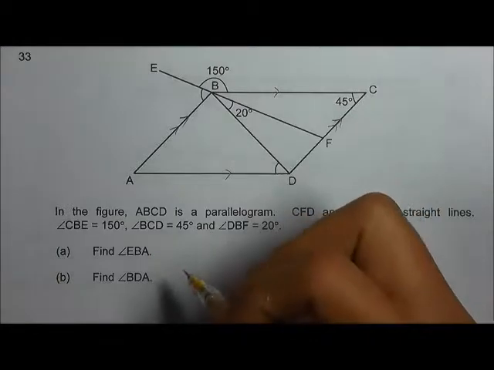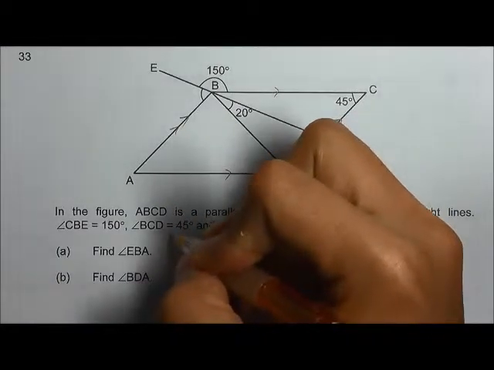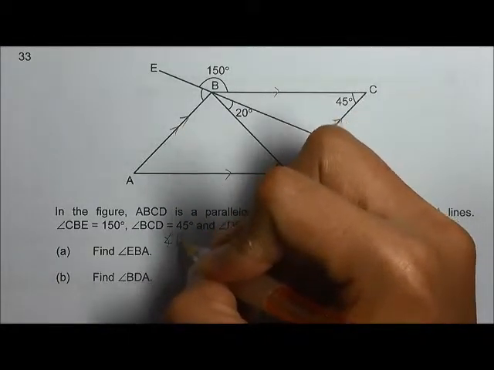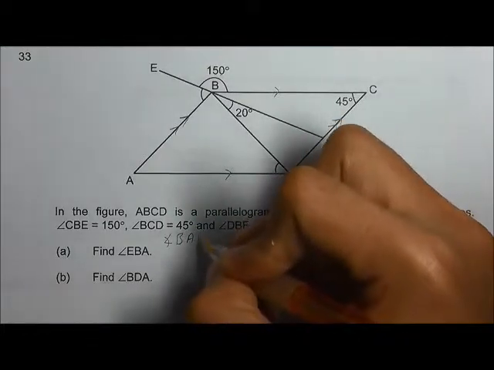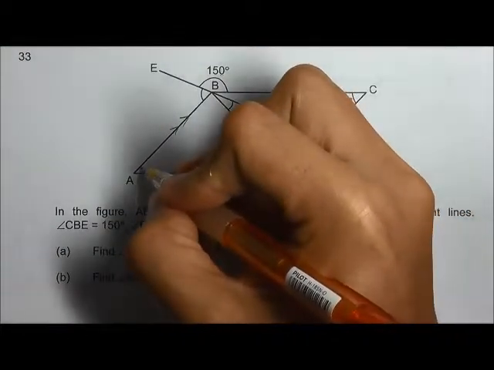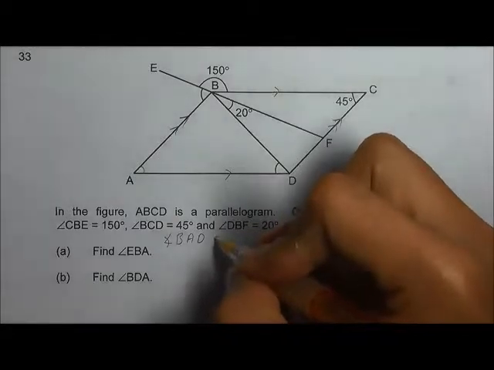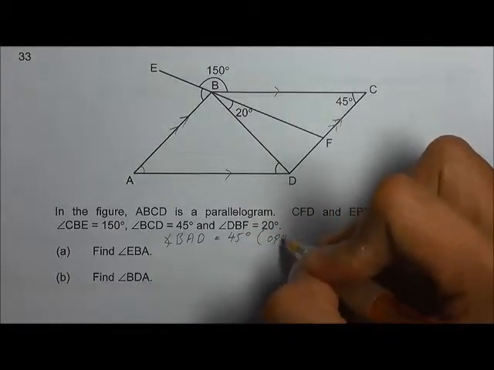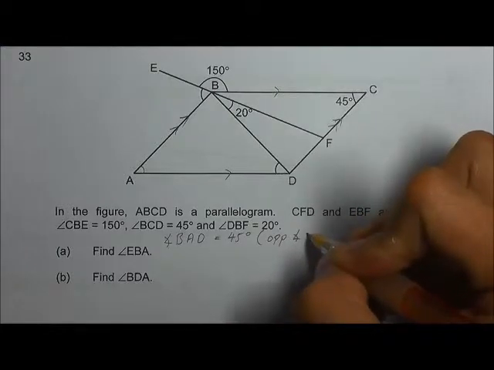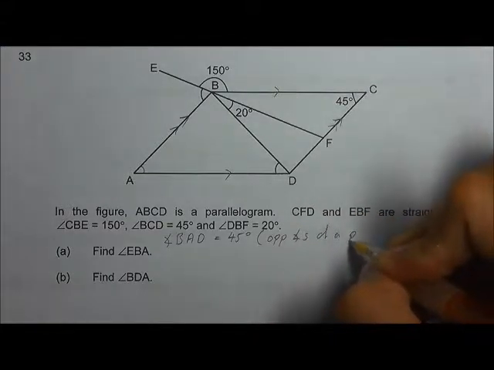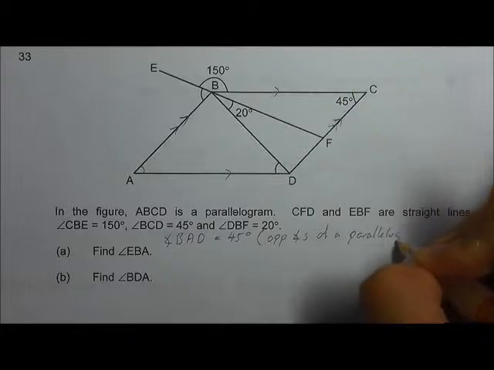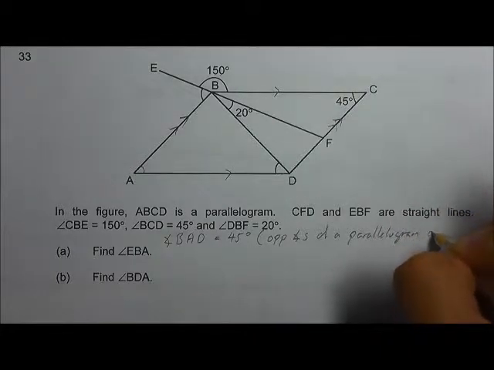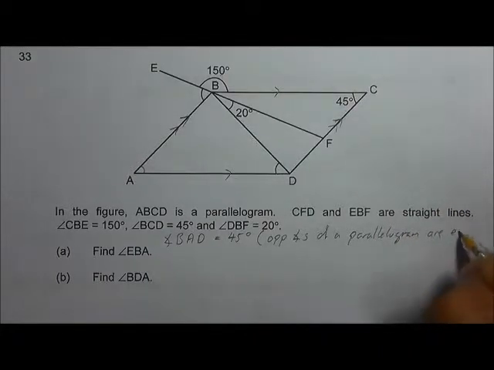Okay, so we can start. First of all, we can find what is angle BAD, which is this angle here. It is equal to 45 degrees because opposite angles of a parallelogram are equal.